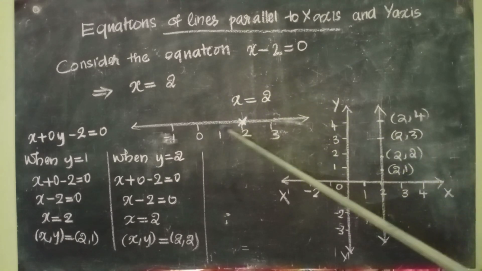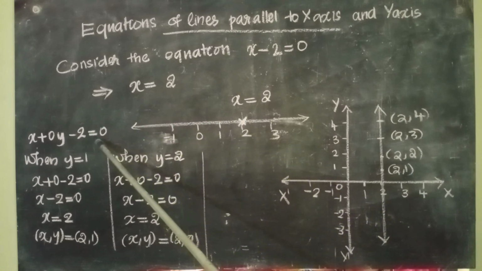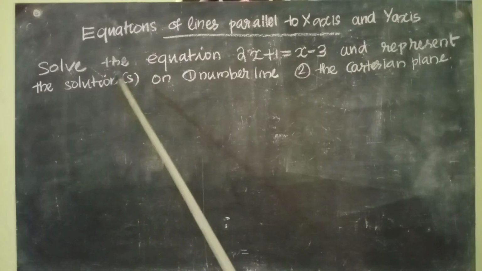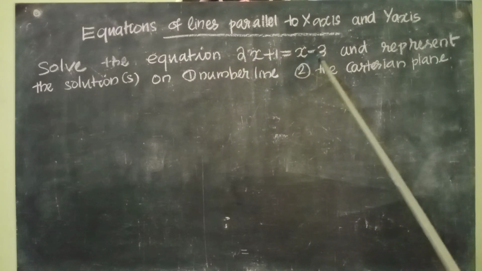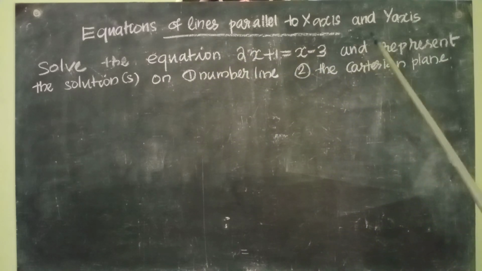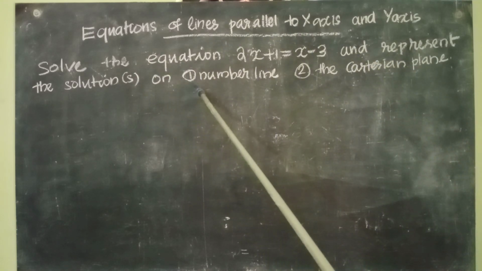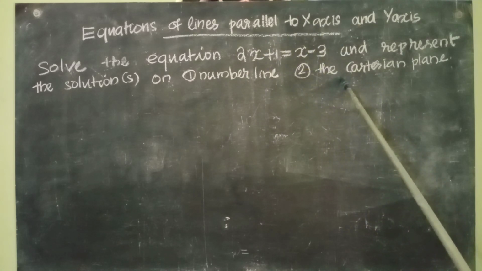When it was one variable, it was only a number line. When we changed it into two variables, we got a straight line parallel to the y-axis. Next question: solve the equation 2x + 1 = x - 3 and represent the solution or solutions on the number line in the first question, and on the Cartesian plane in the second question.